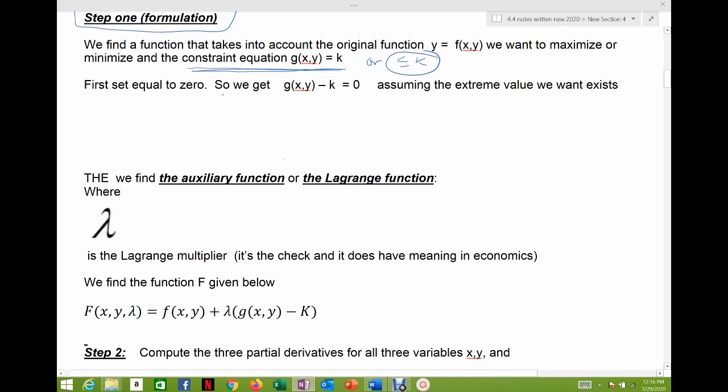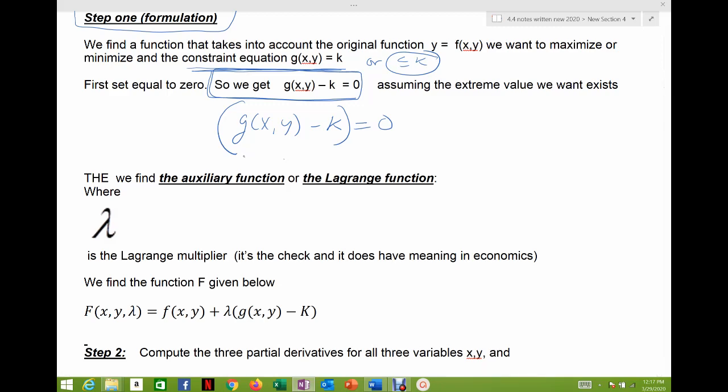The first thing I do to set up my constraint equation, I set it equal to 0, right? Because that's actually the part we're going to use. So usually there's some constant here that represents a budget amount or something. I subtract that and move it to the other side and set it equal to 0, because this is the expression I'm going to be using in my formulation.